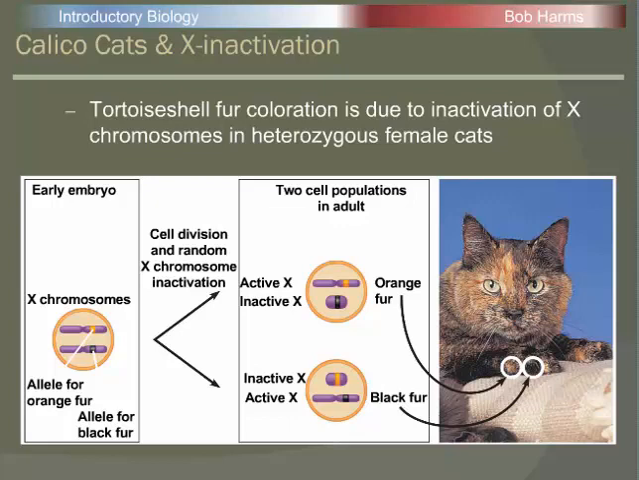When those X chromosomes are inactivated, if the black-containing X is inactive, that means the orange fur color is active, and that's going to result in cells that produce orange color in the fur. Likewise, if the orange is inactive and turned off, that means the black-containing X is going to be active, and so those cells would produce black fur. The mixture of the blacks and the oranges is specifically due to the mosaic of different cells, depending on which X is active and which X is inactive.